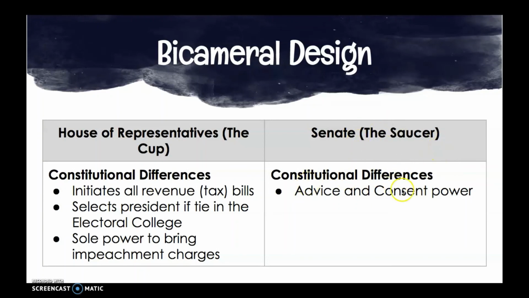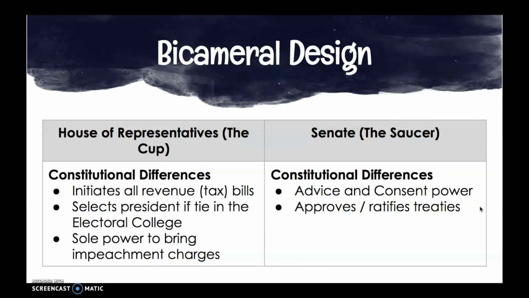So in this advice and consent of these bureaucratic positions or ambassadors, secretaries, there is a hearing, and then they decide, voting on a simple majority, whether that person should be appointed or not. The Senate, unlike the House, has quite a bit of foreign affairs powers. So while the president can negotiate treaties with foreign nations, the Senate is responsible for approving, ratifying those treaties, or denying them, which has happened.